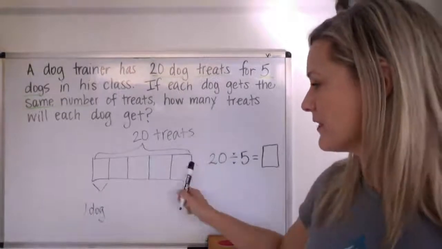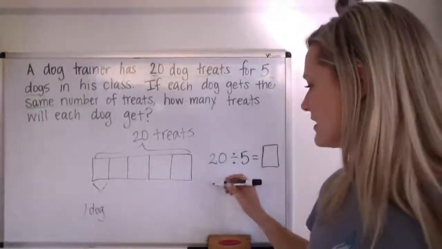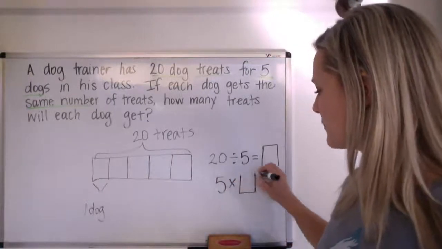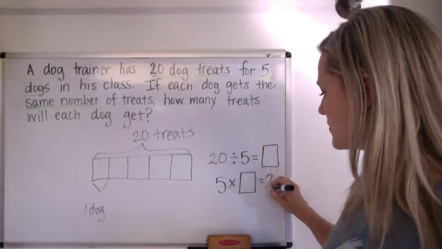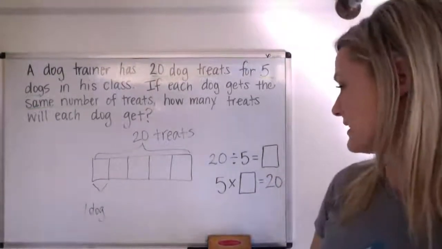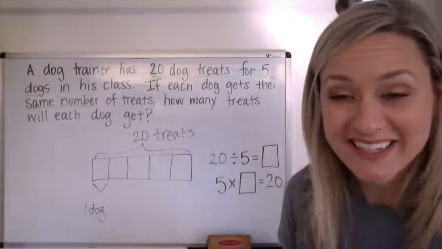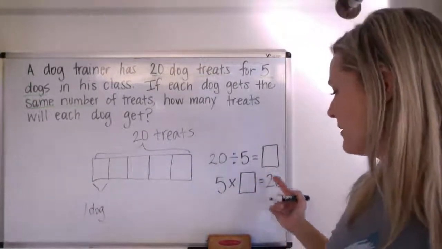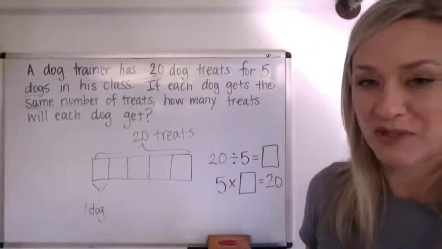There are 5 groups, and how many will I have to put into each group to make 20? They'll both tell us the same thing. It's a fact family, right? So 20 divided by 5, and 5 times what makes 20 will give us the same number. So which one would you choose to solve?